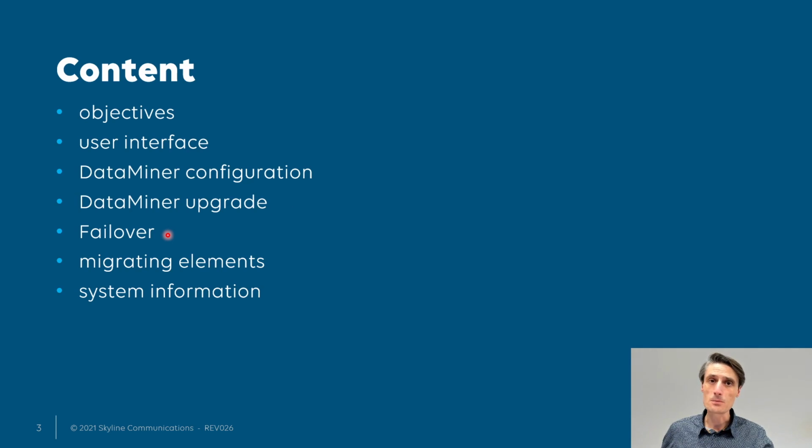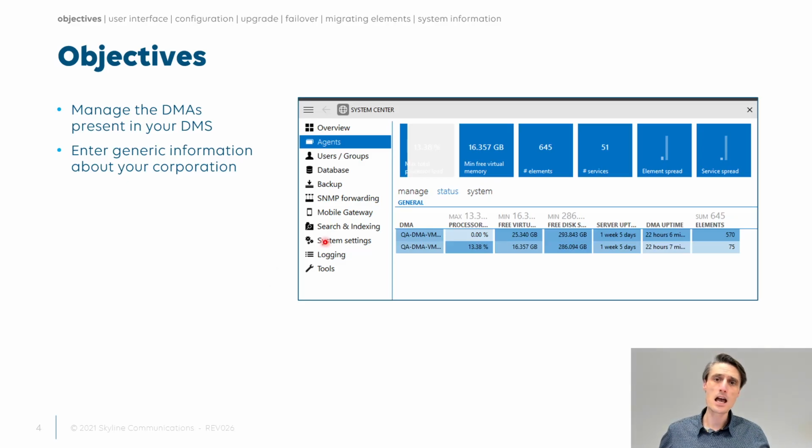Together with also the possibility to configure a failover and migrating elements from one server to another server. That's a possibility we have in this UI. And we'll wrap it up with some system information that we can configure in here. Okay, so let's dive into that. The objective really is to manage my DataMiner agents in my cluster, but also to have some generic information about my company configured in here.